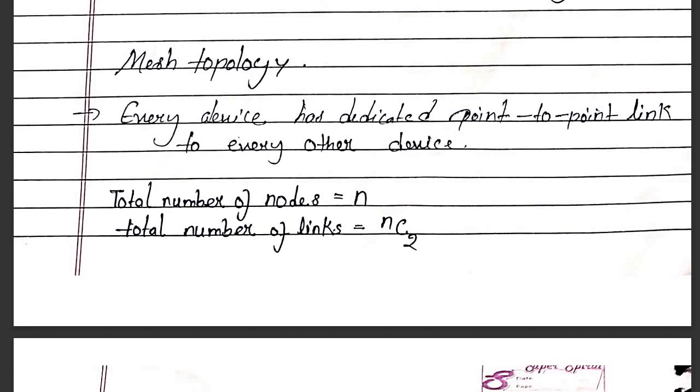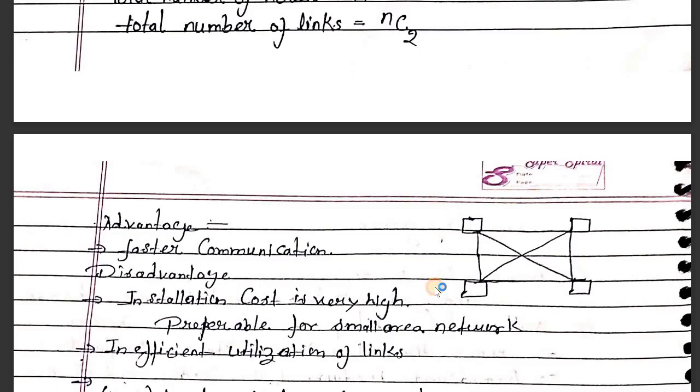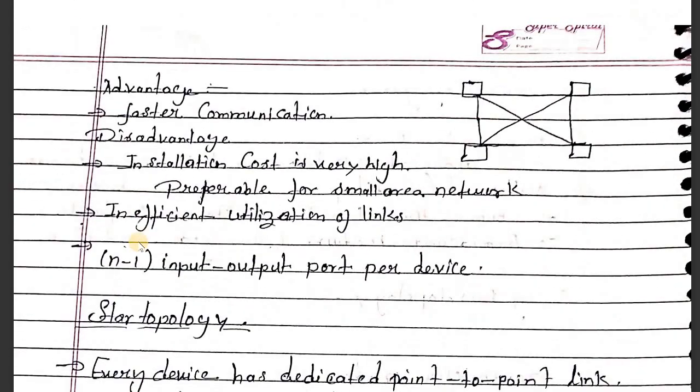In mesh topology, every device is dedicated to a point-to-point link, meaning each device has a connection with each node. If there are a total of n nodes, in this example 4 nodes, each node is connected to the other 3 nodes. The advantage of this topology is faster communication.